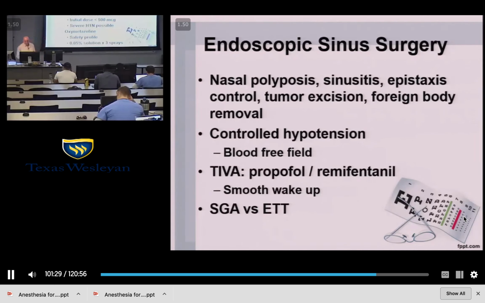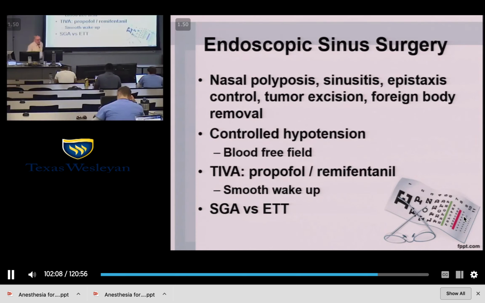Endoscopic sinus surgery has come a really long way. I had endoscopic sinus surgery in 1994. It was under direct vision. Now, holy cow, there's all kinds of mapping done for this procedure and everything. And I think I have a picture of it later on. But it's done for nasal polyposis, sinusitis, chronic nosebleeds or epistaxis control, tumor excision, foreign body removal, septum issues, you name it. All right? These folks also need, as best possible, controlled hypotension to prevent blood being in the field.